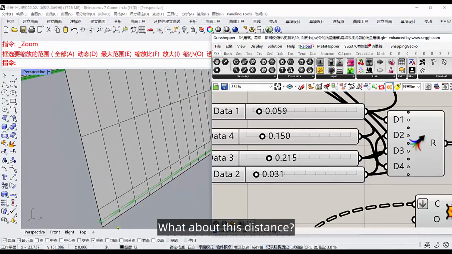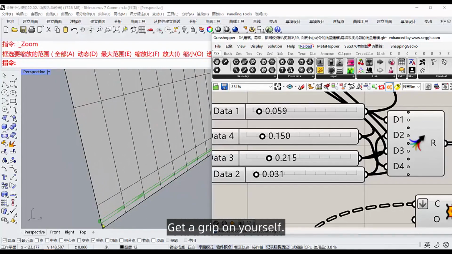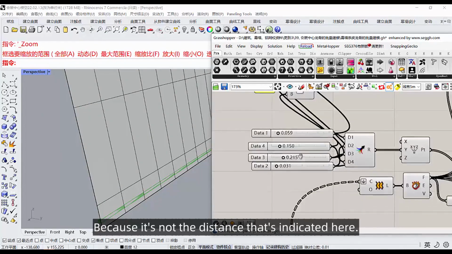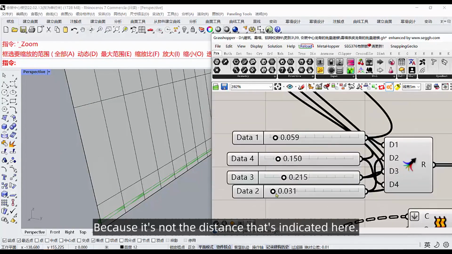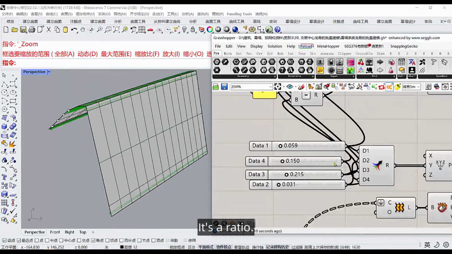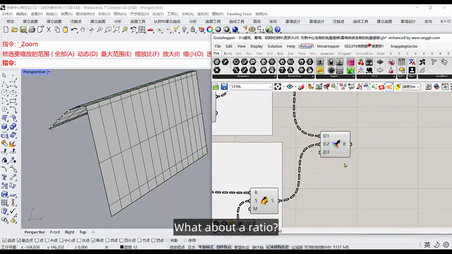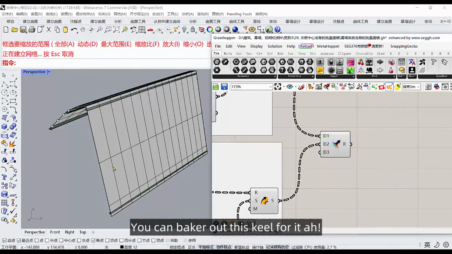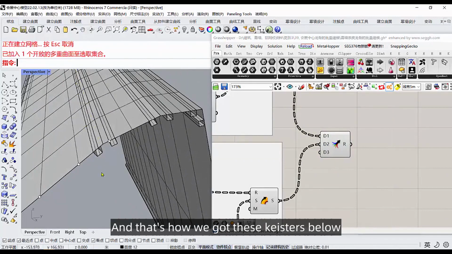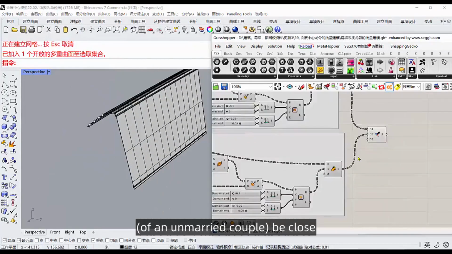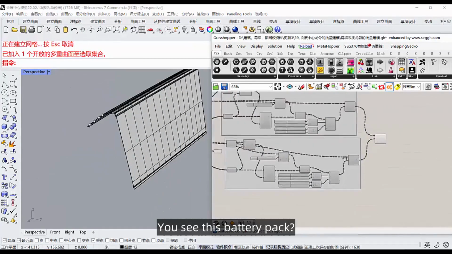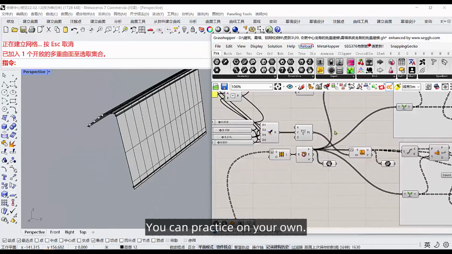What about this distance? Get a grip on yourself, because it's not the distance that's indicated here. It's a ratio. What about a ratio? You can bake out this keel for it, and that's how we got these keels below. You see this one? You can practice on your own.